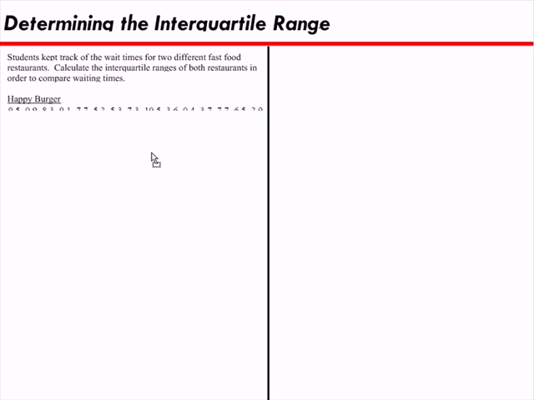My restaurant's called Happy Burger, and I have a list of some random wait times that look like that. Now I need to compute the interquartile range for that list of wait times. So how do I do that? Well, let me show you.